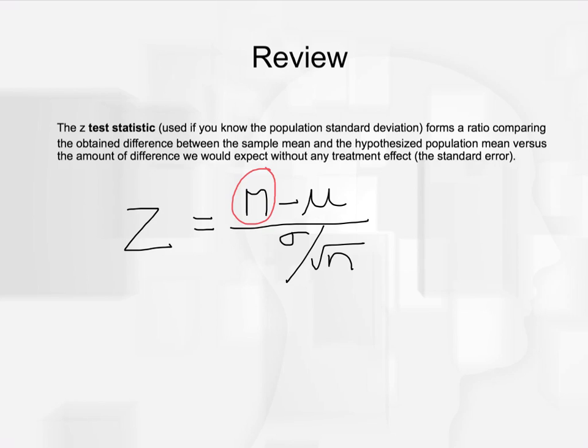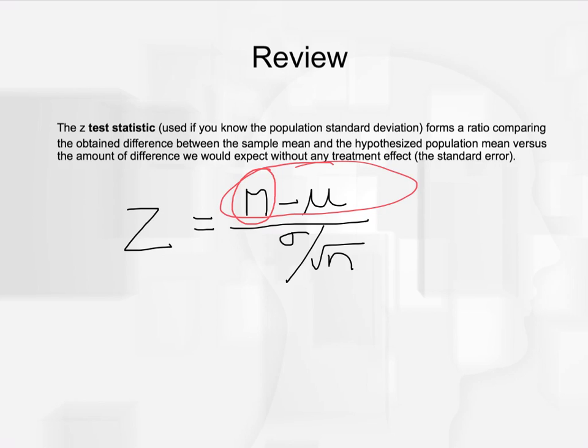Now, sometimes that mean, for theoretical reasons or because you did some type of an experiment with the sample or some type of an intervention, will be different from the population mean, and we want to know whether that difference is due to sampling error or whether that difference is due to the fact that you did something different with the sample. And that's what your numerator is telling you. Your numerator tells you how different your sample mean is from your population mean.